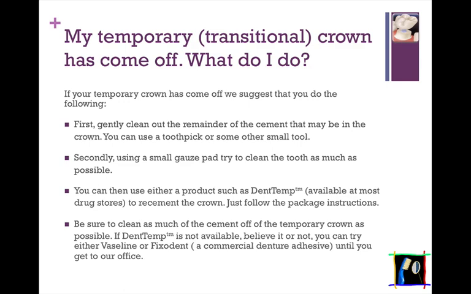Secondly, take a small gauze pad and try to clean your tooth as much as you can. Don't leave residue on there because the temporary crown may not reseat. Now then, you can either use a product called Dentemp, which is available at most drugstores, or you can even put Vaseline in the crown. Sometimes this will help as well. Now, some patients prefer to use Fixodent, which is something that's used to hold dentures in place, but it tends to work pretty well for temporary crowns as well.